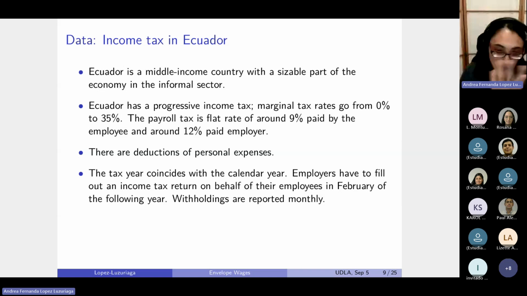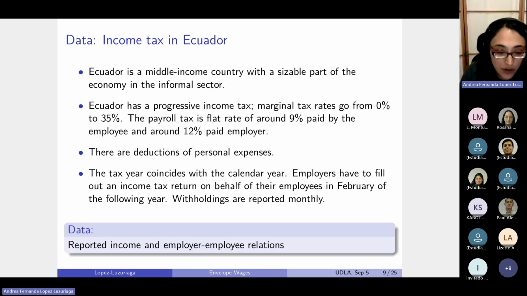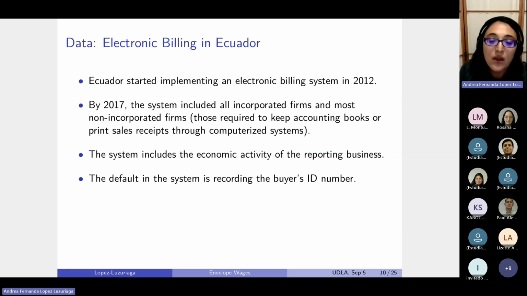That will be the tax ID of the cedula. We deal with that in the empirical part. And we have a tax year and we have a withholding system. So basically your employer would withhold part of your salary and report it directly to the tax authority, so the tax authority knows your salary beforehand. So basically, we have two sources of data, the reported income and this employer-employee relationship. So I know who is your employer and for how long you have been working for that person.